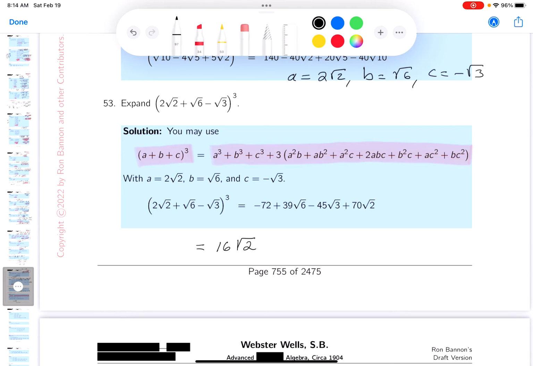Let's do plus B cubed. What's B cubed going to be? Well, let's take a look at it. It's going to be B squared times B. Well, B squared is 6, so it's going to be 6 root 6.